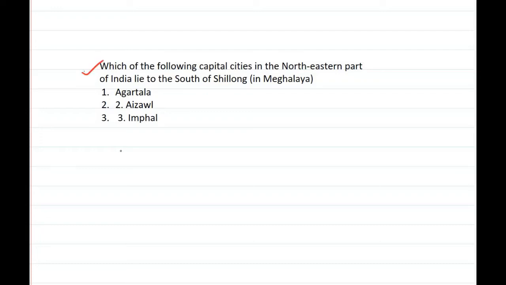Now let us take this one question for instance. It's seemingly very simple, but when we actually try and answer this, it sometimes becomes difficult because we always tend to get confused between the northeastern states and their capitals. So look at this question. Which of the following capital cities in the northeastern part of India lie to the south of Shillong in Meghalaya? Agartala, Aizawl, Imphal. Would you be able to arrange this? Or would you be able to say which of them lie south of Shillong?